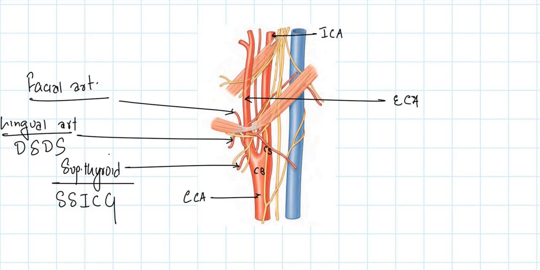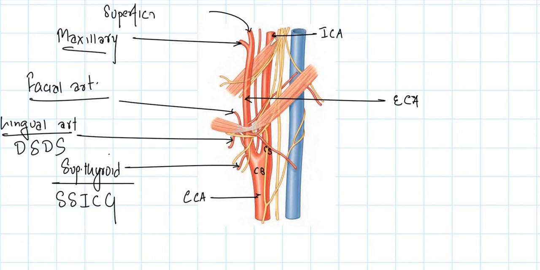Now let us see the terminal branches. This is the maxillary artery, and this is also a very important artery. And then you can see this artery right here. This is the superficial temporal artery, which has an anterior branch and a posterior branch. Then you can see some more arteries.